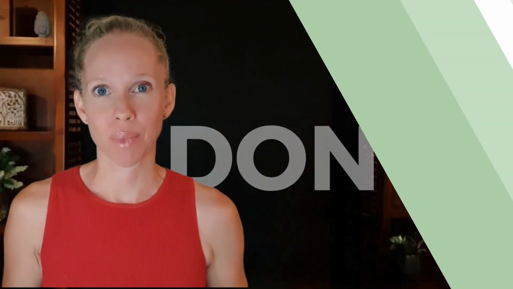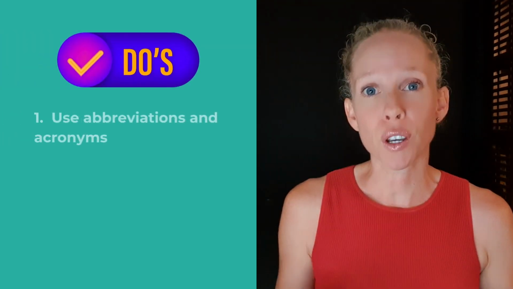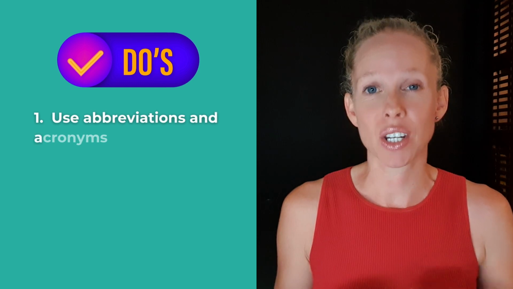I'm going to share with you the do's and don'ts of academic writing. So if you want to improve your writing or your grades, then this video is for you. The key to great academic writing is to be clear and concise, which means we're short and we don't waste a lot of words. So the first thing to do is to use abbreviations or acronyms.